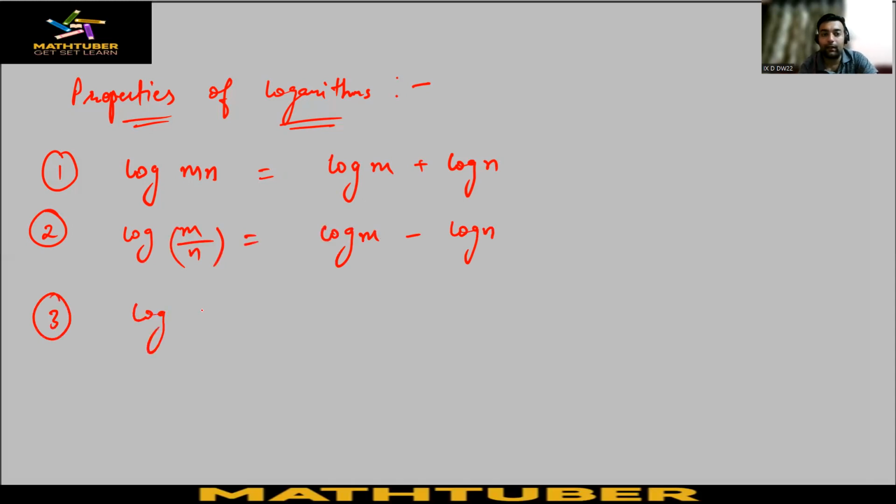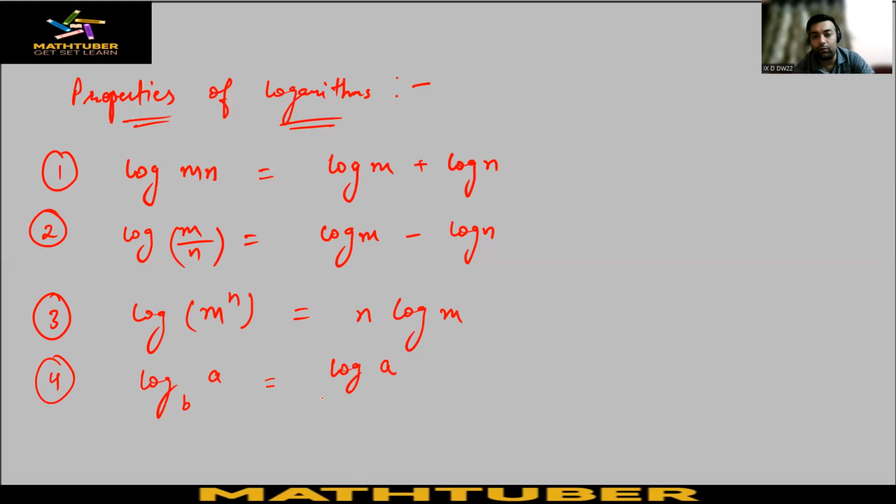Similarly, if there is a number m raised to power n, then this n, the power will come in front and this will be n log m. And this is one of the most important properties. Fourth property is, suppose we have log of a with base b, and you want to convert it into a common logarithm, which means with base 10. So what we have to do is we have to do log a upon log b.